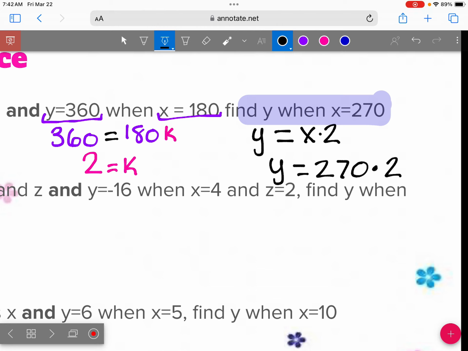I'm out of space here, but I'm going to write it up here. Y equals 540.